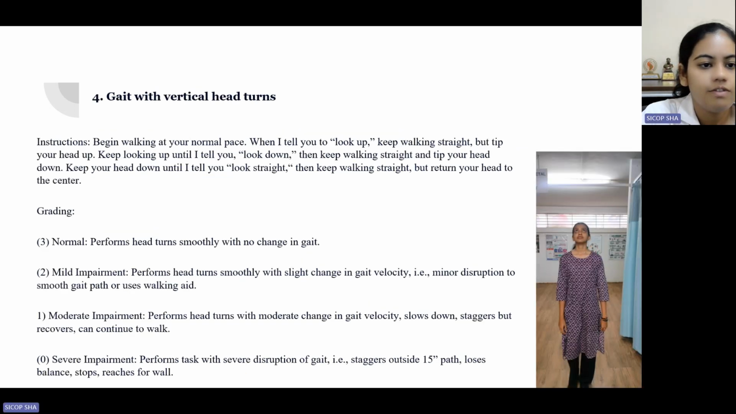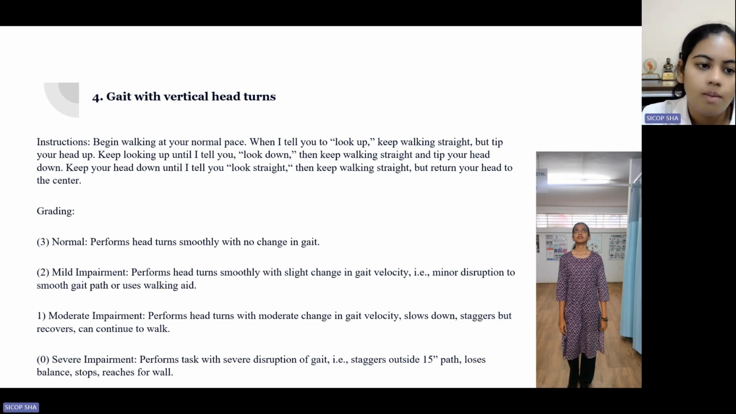Fourth is gait with vertical head turn. As you can see in this image, we have to instruct the individual: begin walking at your normal pace. When I tell you to look up, keep walking straight but tip your head up. Keep looking up until I tell you look down. Then keep walking straight and tip your head down. Keep your head down until I tell you look straight. Then keep walking straight but return your head to the center.